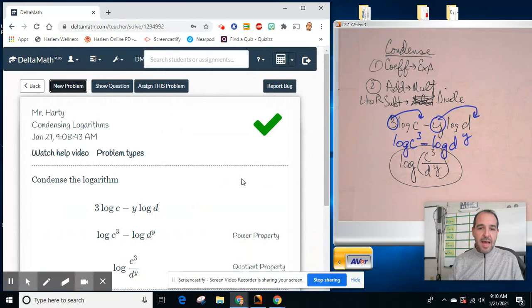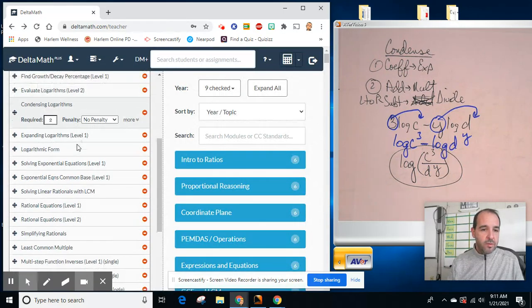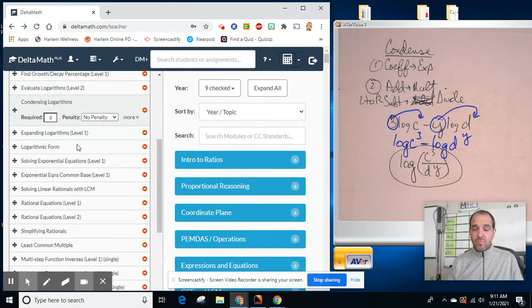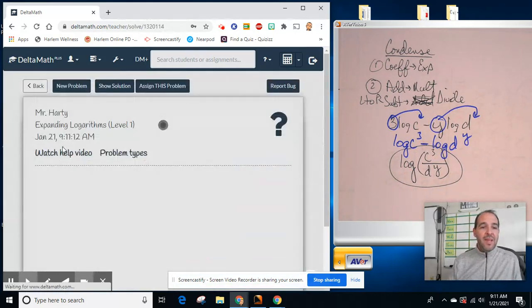Yep, that looks like what I got. Okay. So again, the only other thing you could run into is if you had addition there instead of subtract, it would just be multiply. So no big thing. Okay.